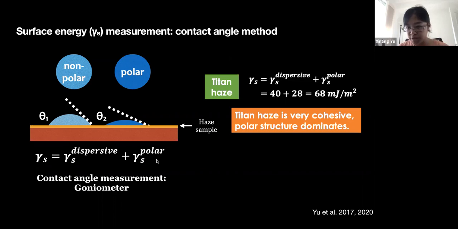And I'm just showing you an example. So for the Titan haze, this is the numbers we're getting. I'm just going to tell you that it's relative. So 68, that's a relatively large number, so it's pretty cohesive. And there's a pretty big polar component of 28. So it means that Titan's haze has a lot of polar structures in the chemical structure.